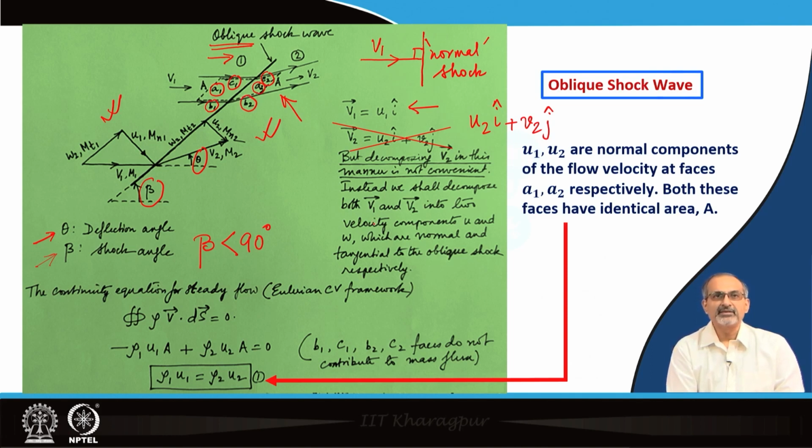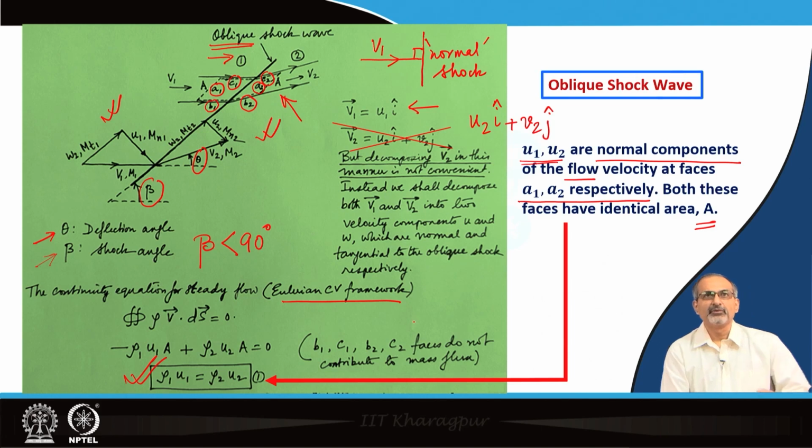Upstream side, you have B1 and C1 forming part of two streamlines, A1 which is facing the flow V1, downstream of the shock B2 and C2 forming part of streamlines, and A2 facing the flow V2. This way, if we look at the entire geometric features of the flow, we can now look at the conservation equations once again in the Eulerian control volume framework, assuming that it is steady flow and remembering that U1 and U2 are normal components of the flow and faces A1, A2 are the ones through which the flow moves, and they have identical areas called A. Then the continuity equation will boil down to rho 1 U1 equal to rho 2 U2. B1, C1, B2, C2 faces do not contribute to the mass flux because they form part of the streamlines, and therefore, there is no mass flux moving along those faces.